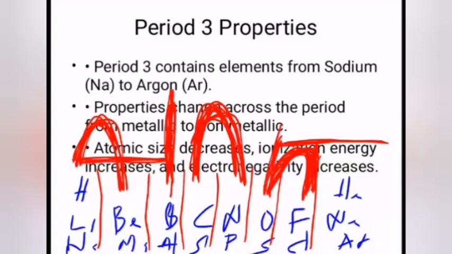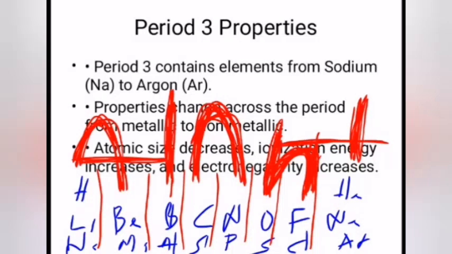Then this one, the group of oxygen, they call the chalcogens. Then this one, they call the halogens. Then the last one, they call the noble gases. So the way you arrange these groups, the first three are known as metals.